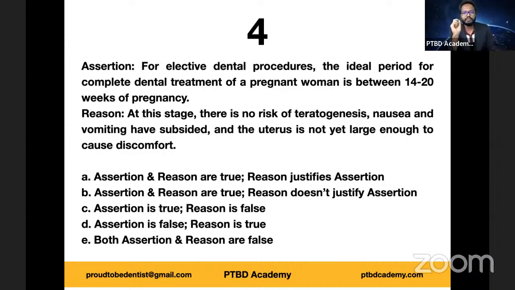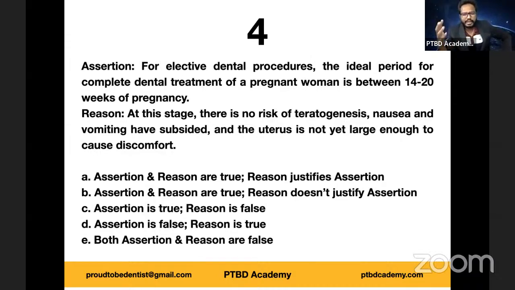Assertion: for elective dental procedures, the ideal period for complete dental treatment of a pregnant woman is between 14 to 20 weeks of pregnancy. Reason: at this stage, there is no risk of teratogenesis, nausea and vomiting have subsided, and the uterus is not yet large enough to cause discomfort.